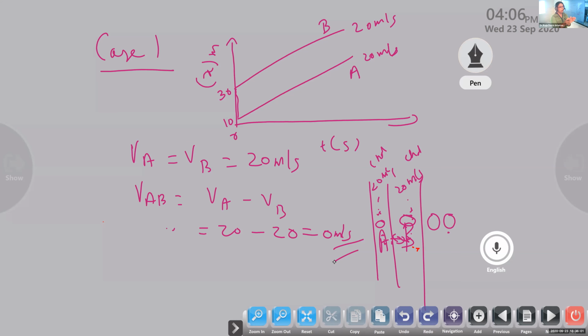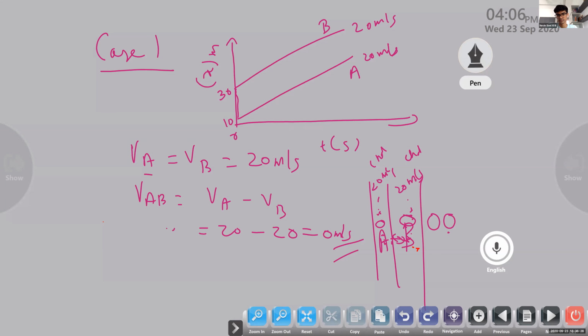Because when you look at A, it is also moving with you. So for you it may be a stationary object. Are you getting me that point? Both are moving simultaneously. 0 meter per second means for you the bus A may be stationary. Why? You also move with the same velocity, and that also moves with the same velocity. No change in that. Clear? So that's case 1.